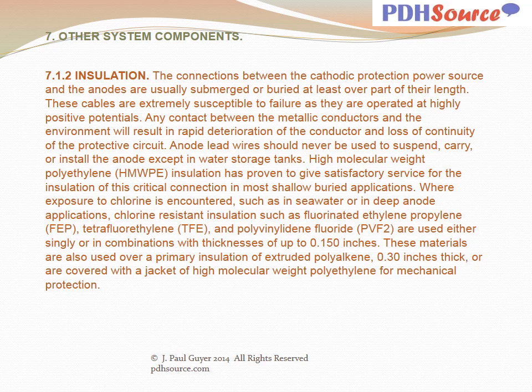High molecular weight polyethylene insulation has proven to give satisfactory service for the installation of this critical connection in most shallow buried applications. Where exposure to chlorine is encountered, such as in seawater or in deep anode applications, chlorine-resistant insulation such as fluorinated ethylene propylene, tetrafluoroethylene, and polyvinylidene fluoride are used either singly or in combinations with thicknesses of up to 0.15 inches. These materials are also used over a primary insulation of extruded polyalkene 0.3 inches thick, or are covered with a jacket of high molecular weight polyethylene for mechanical protection.